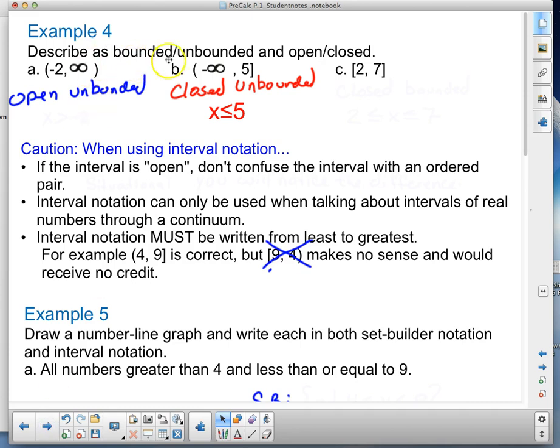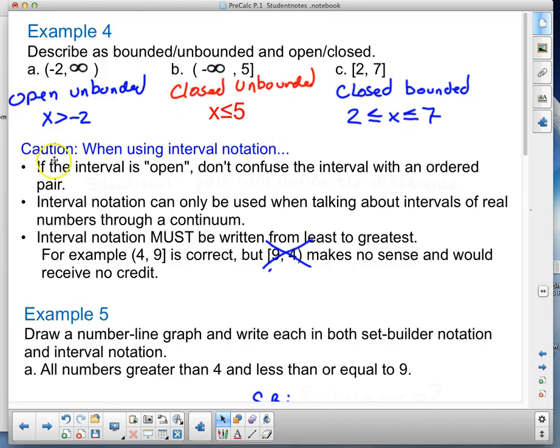Now, describe as bounded, unbounded, and open and closed. Okay, again, more practice. Open, unbounded: x is greater than -2. Closed, unbounded: x is less than or equal to 5. Closed, bounded: 2 is less than or equal to x, which is less than or equal to 7.